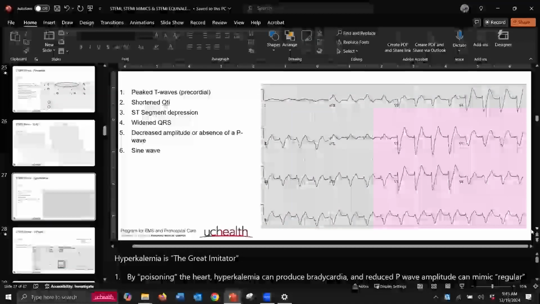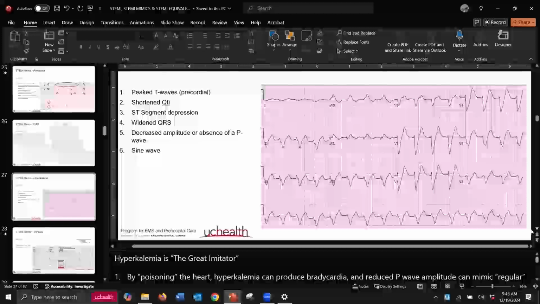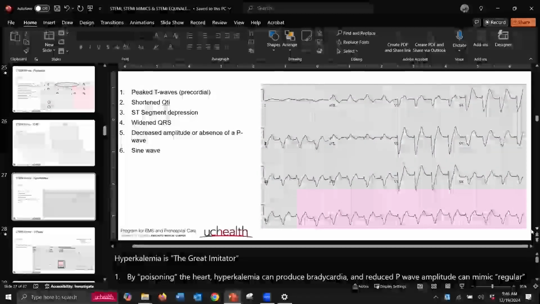So how wide is our QRS duration here? Very wide. Yeah. Okay. And that's what it's doing. That QRS is pulling out and going to become a sine wave. Okay.